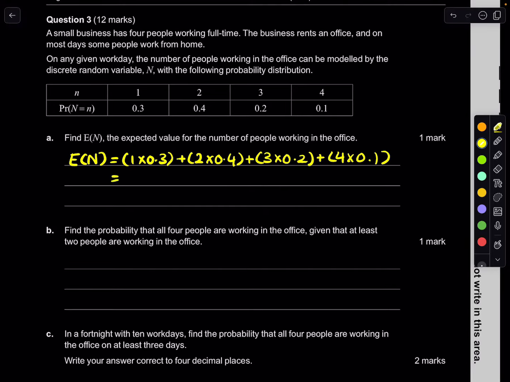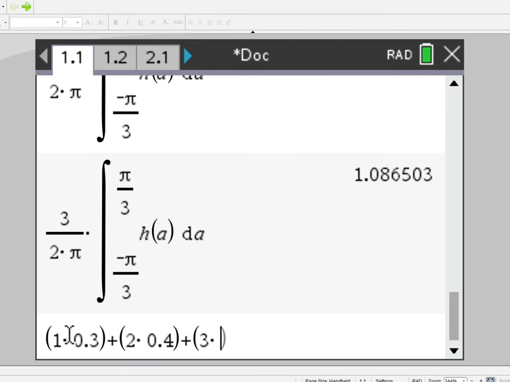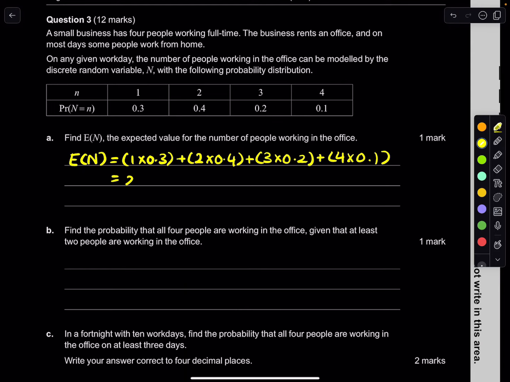Beautiful. And so putting that, what should that give me? Let's do it. That should give me 1 times 0.3, plus 2 times 0.4, plus 3 times 0.2, plus 4 times 0.1. And we get 21 over 10. So that's your answer, 21 over 10. Beautiful. That's your expected value.